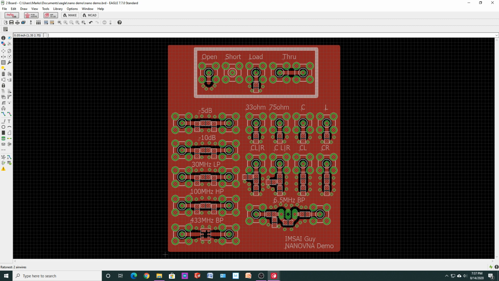It's exactly all the same circuits. Up at the top here is the open, short, load, and through, so this is your calibration section. And then the attenuators, the filters, the different loads, 33, 75, capacitor to ground, inductor to ground, and then capacitor and inductor in series with a resistor, or in parallel, and then a capacitor in series with an inductor and resistor in parallel. Anyway, you get it. And then there's the two funny bandpass filters, the little three-legged part that goes in here, and then there's some loading that goes around it.